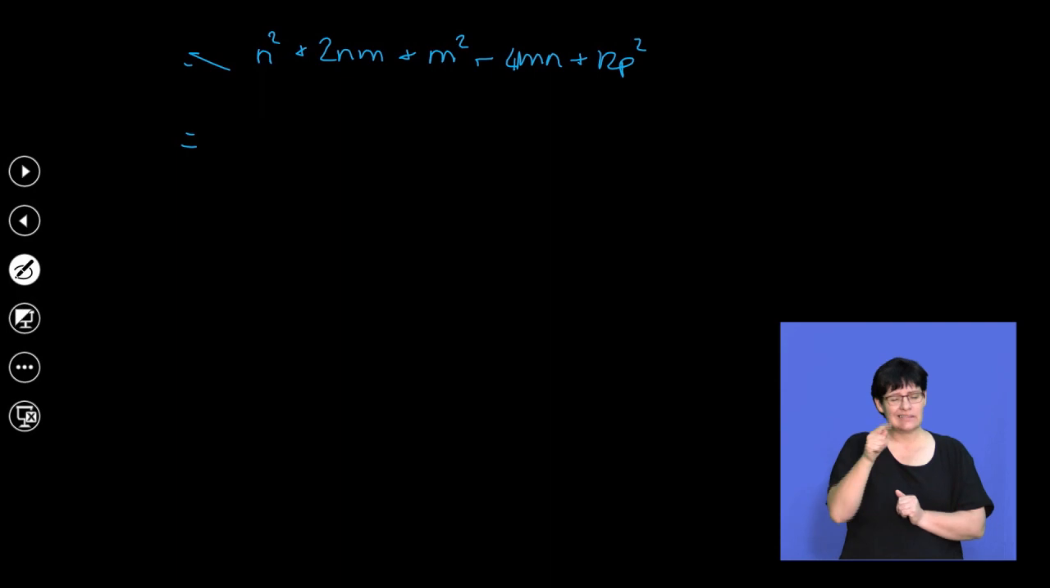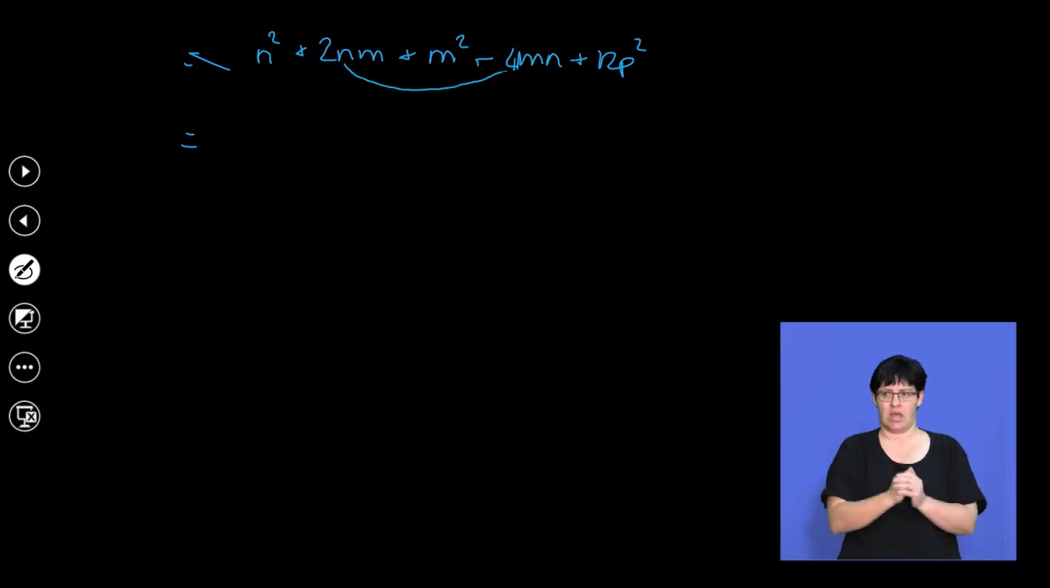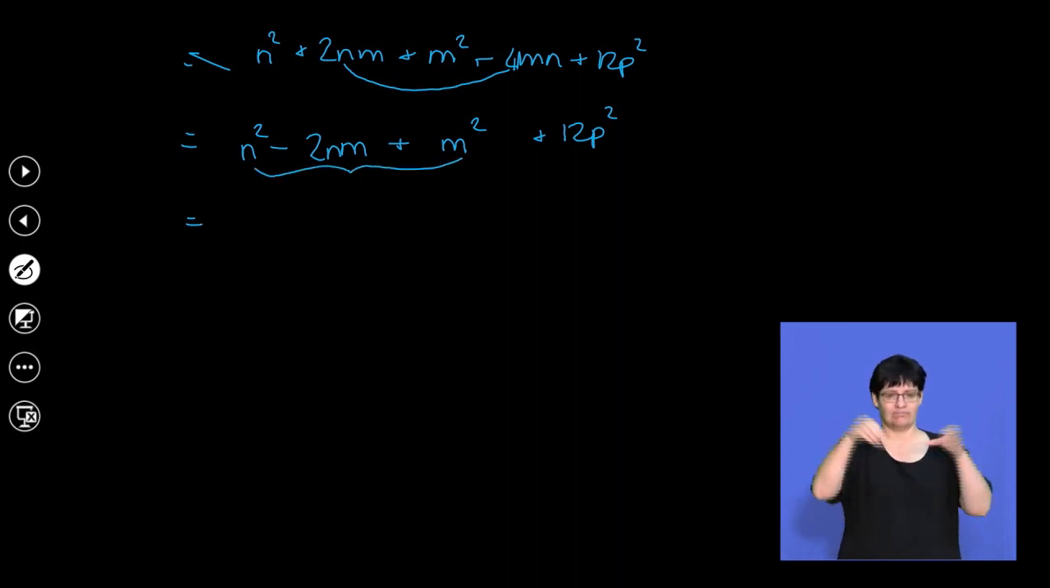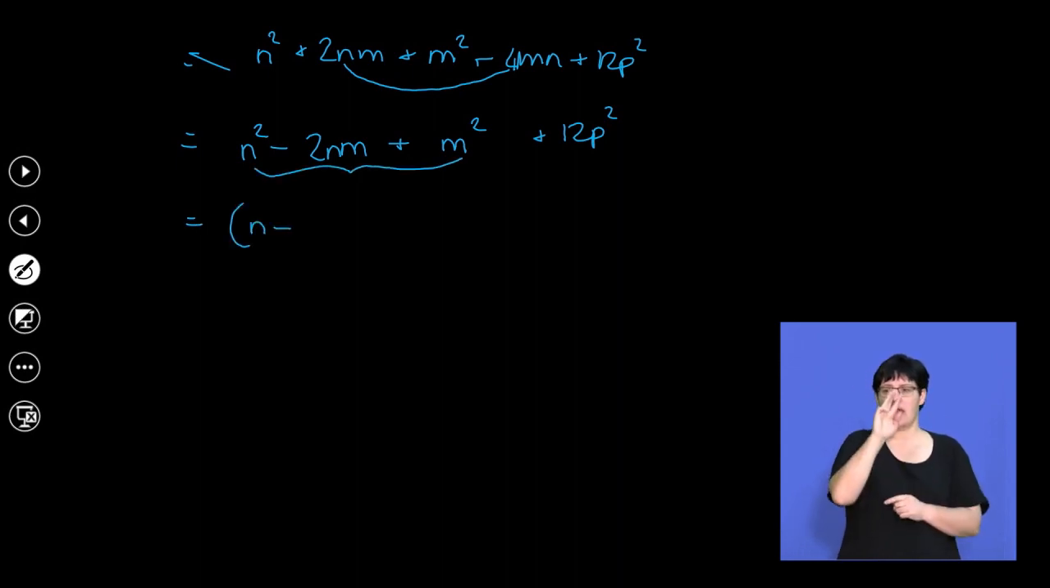Okay, so the easiest way to show that this is greater than or equal to 0 is to show that it's a perfect square. We have two like terms there, and we can simplify to n squared minus 2nm plus m squared, plus 12p squared. We can now factorize this into a perfect square: n minus m all squared, plus 12p squared.